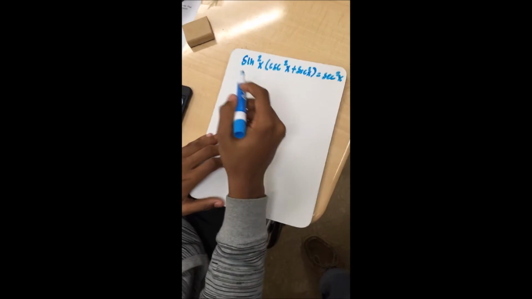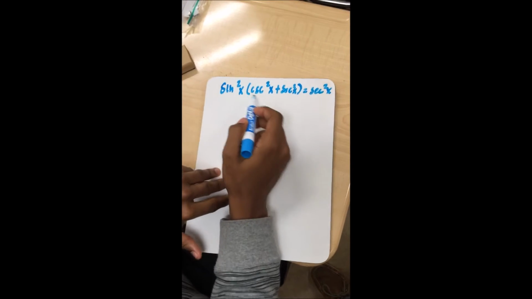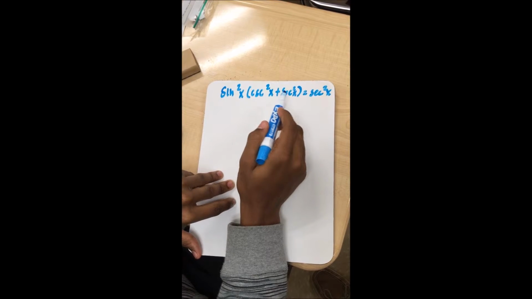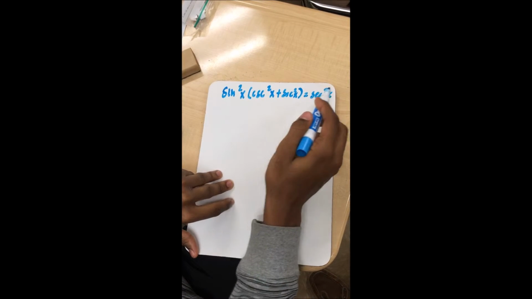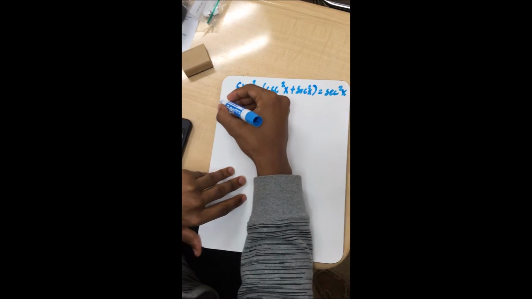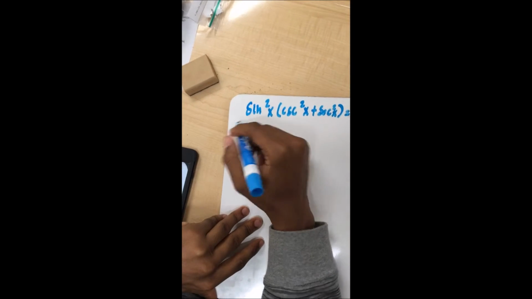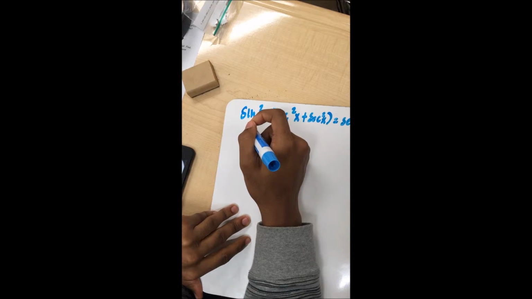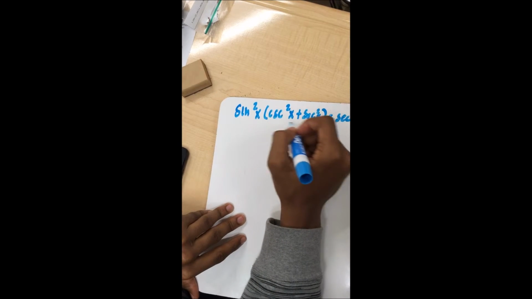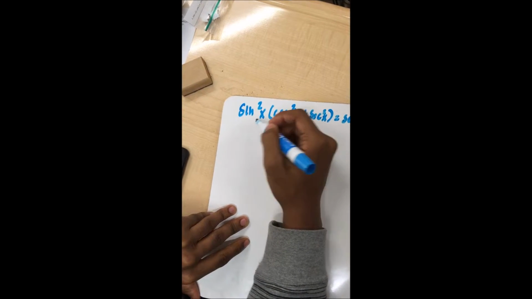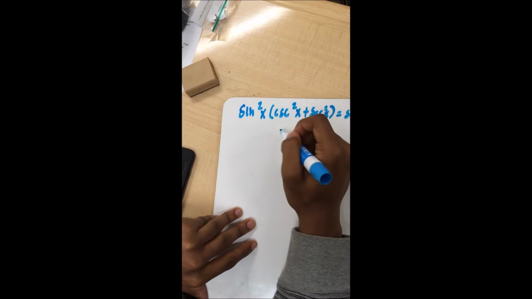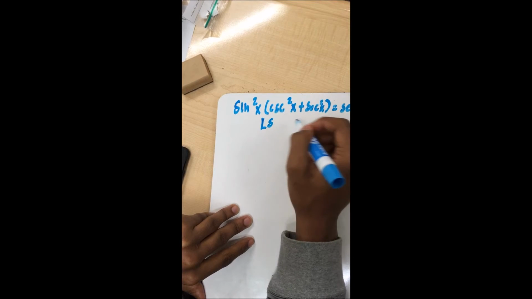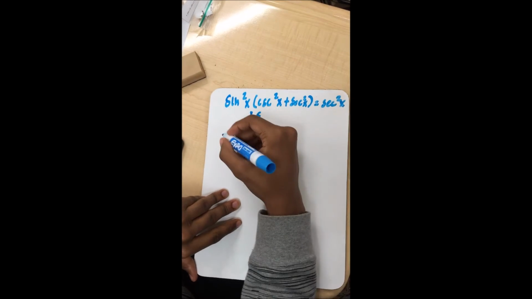Alright, today our problem is sine squared x multiplied by (cosecant squared x plus secant squared x) equals secant squared x. The first step is to figure out which side is the most complicated, and that's our left side. So that's the side we're going to be simplifying.